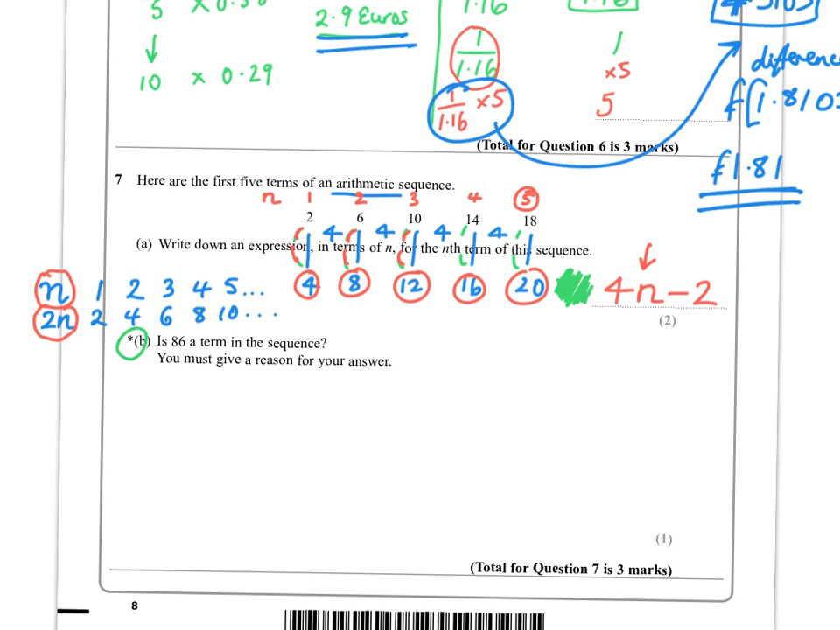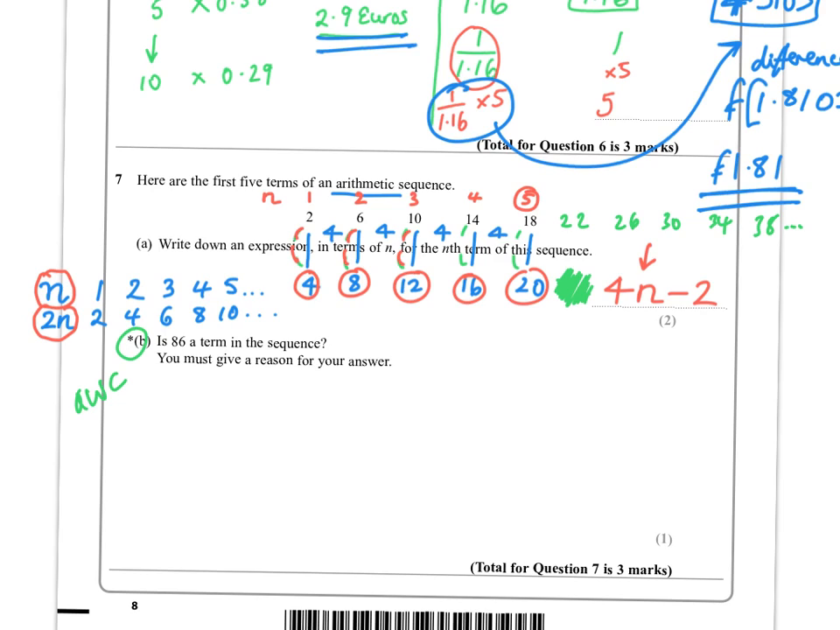Now we've got QWC, quality of written communication. Is 86 a term in the sequence? You must give a reason for your answer. Now, if you're getting stressed, you'll probably add 4 to this until you go off the page, something which I don't necessarily recommend, and I'm not going to carry on because it would take probably too long.